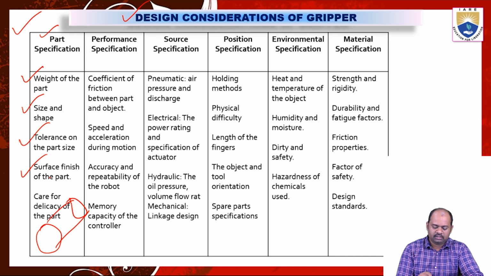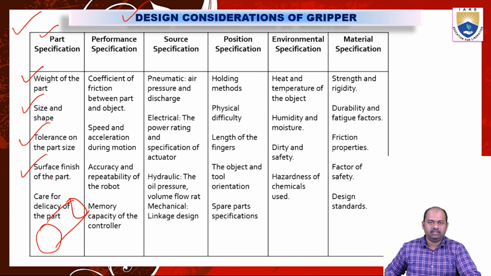If the object is very smooth, then we cannot use a mechanical gripper. This we have already discussed in the previous lectures. If we want to use a gripper which can lift a very soft and very smooth, finely finished product, we have to use suction cups or a vacuum gripper. We cannot use a mechanical gripper because the surface is very fine. The mechanical gripper cannot have a good grip on the part.